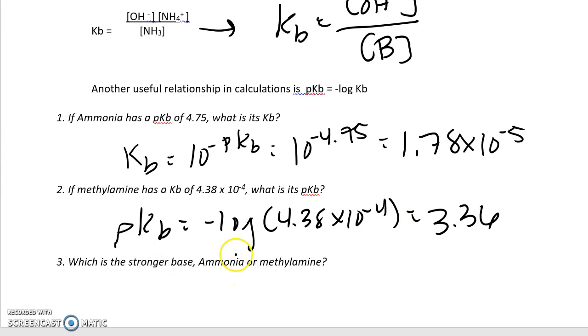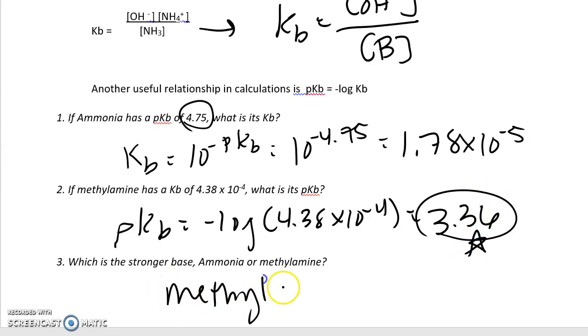So then which is the stronger base? I'm comparing the two pKb's, that number and this number. 3.36 is definitely lower. So I would choose methylamine. My reasoning would be it has a lower pKb. All right, so there's a bunch of problems in your practice packet that we're going to be looking through and trying to work through, but these are generally some approaches that you'll use. When you get to some problems with the pKb, you can also have to set up this equation, solve for something like hydroxide concentration to find the pOH and things like that.